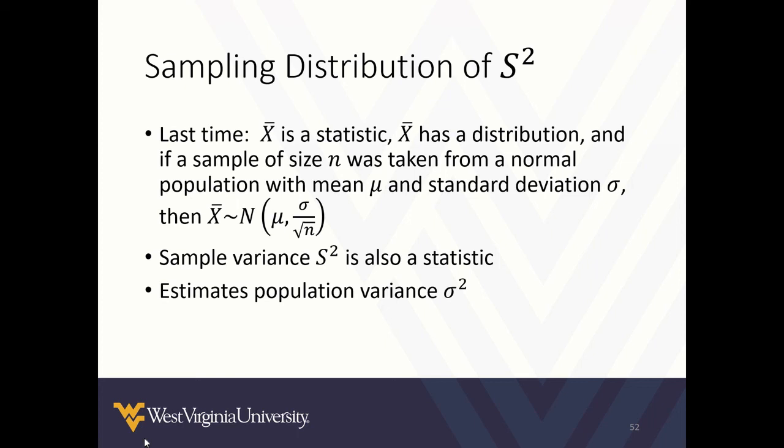So this leads us to want to talk about the sampling distribution of our sample variance. Earlier we established that we consider x bar to be a statistic, and our x bar has a distribution. If a sample of size n is taken from a normal population with mean mu and a standard deviation sigma, then our sample mean x bar is going to approximately follow the normal distribution with mean mu and standard deviation sigma divided by the square root of n.